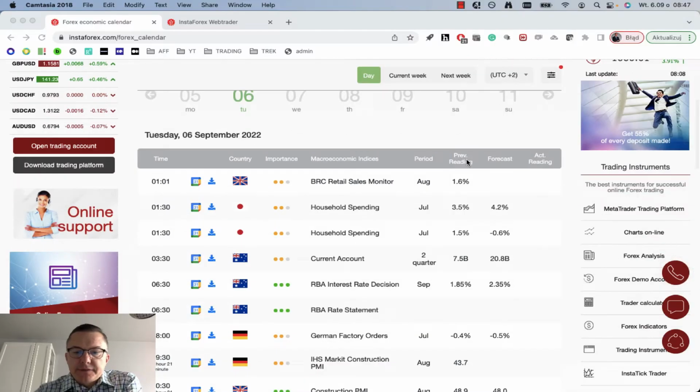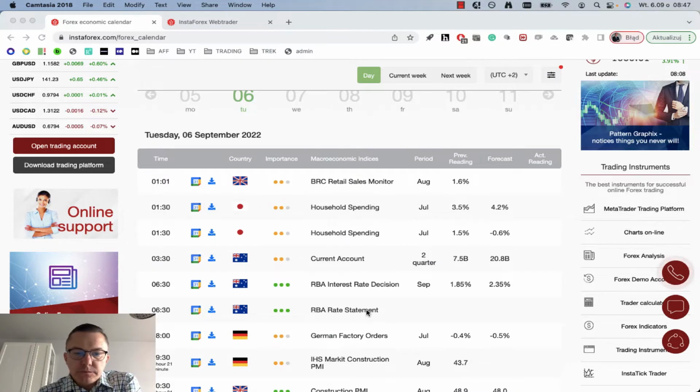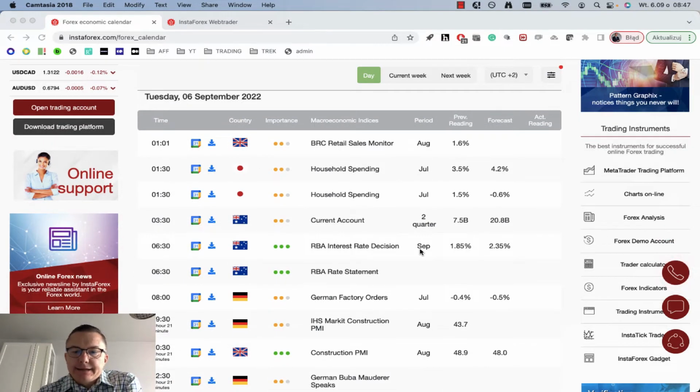The key event of the Asian session was the RBA Interest Rate Decision and RBA Rate Statement published at 6:30, and RBA hiked the interest rate from 1.85 to 2.35. This page has not been updated yet, but this is the actual interest rate in Australia, 2.35%. So we will definitely take a look at the Australian dollar.